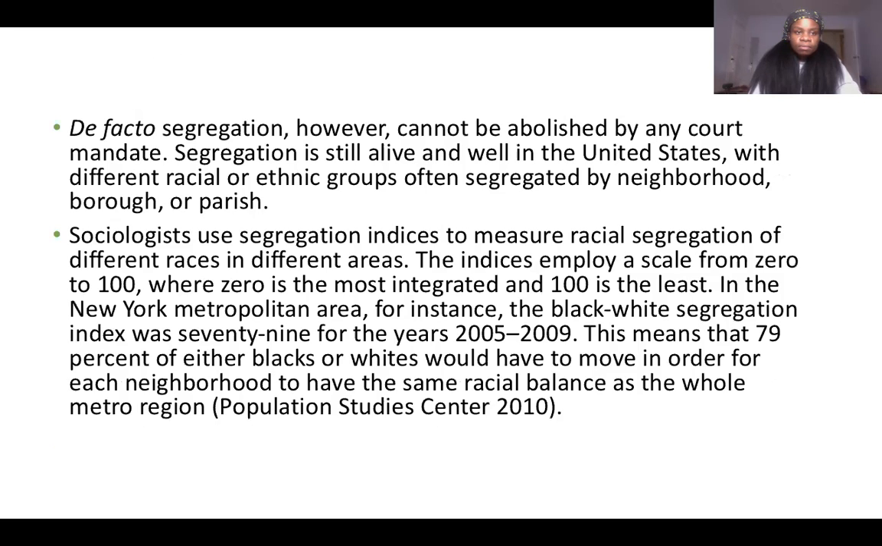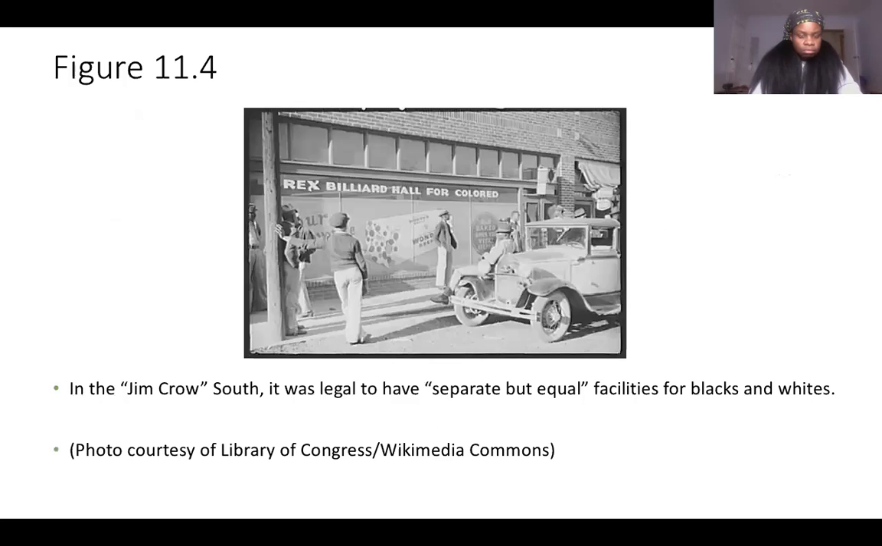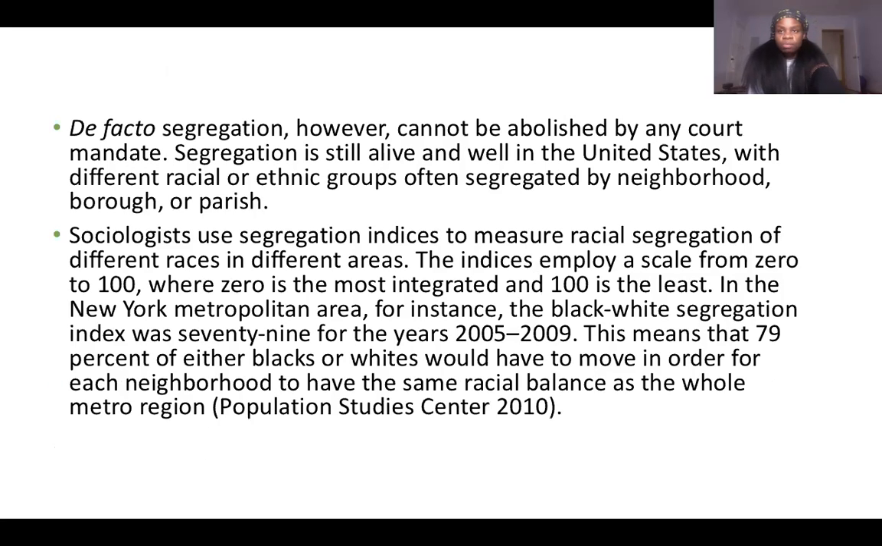Okay. Oh, also, here's just an example. Again, Jim Crow South, it was legal to have separate but equal facilities for Blacks and whites. So if any of you remember in your social science classes, seeing figures and images of separate restaurants, separate water fountains or bubblers, separate churches, etc., separate schools. Okay. That was all de jure.